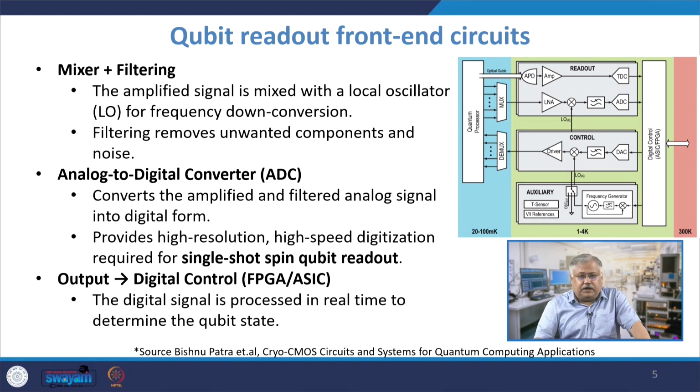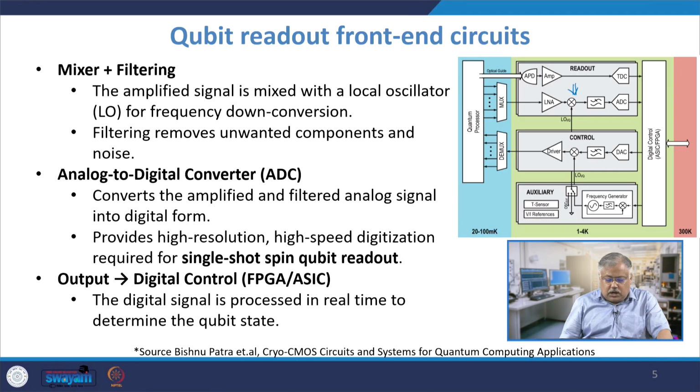Now, let us look at the mixer and filtering, because if you remember, we had told you that there will be a mixing here and a filtering also available to us. You need to down convert your signal. So, you amplify the signal, and the amplified signal is then mixed with a local oscillator, which is an onboard local oscillator. That is another challenge, because local oscillators typically have relatively higher power budgets. So, one needs to be very careful how you design your local oscillator on chip at such a low temperature. For frequency down conversion, you mix the amplified signal with the local oscillator.